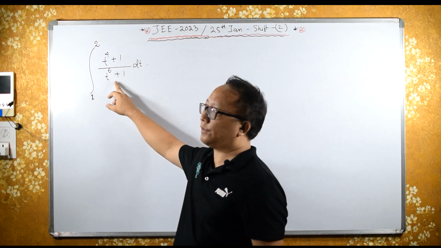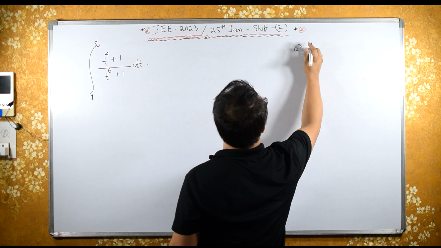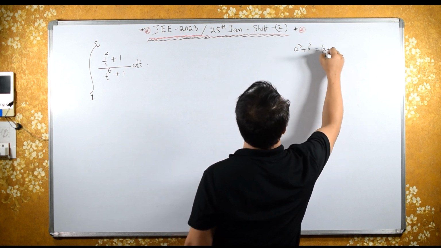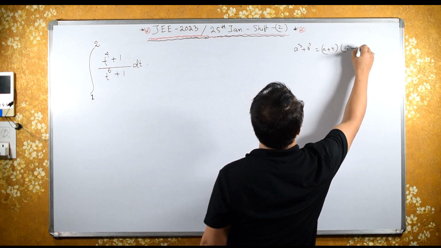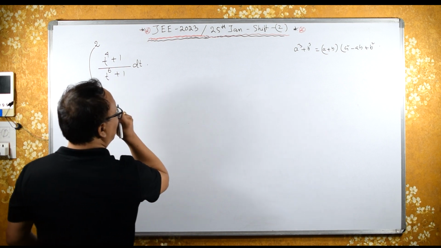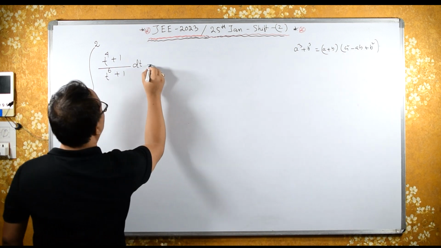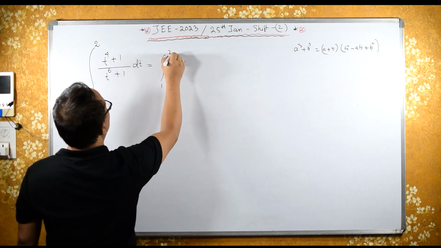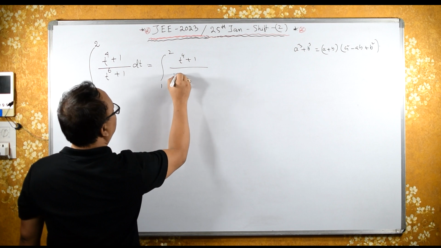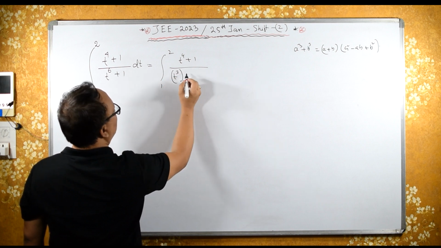Consider t raised to 6. Now we have this formula: a cube plus b cube is equal to a plus b into a square minus ab plus b square. Now this can be written as integral 1 to 2 t^4 plus 1, and here t cube raised to t square.